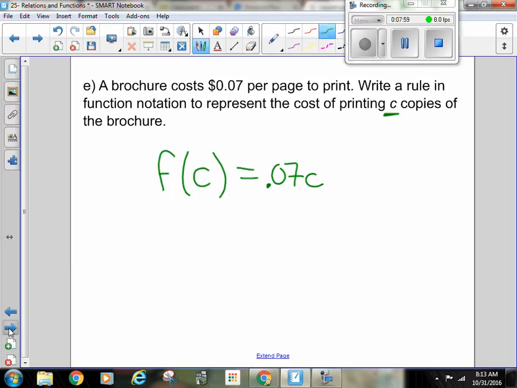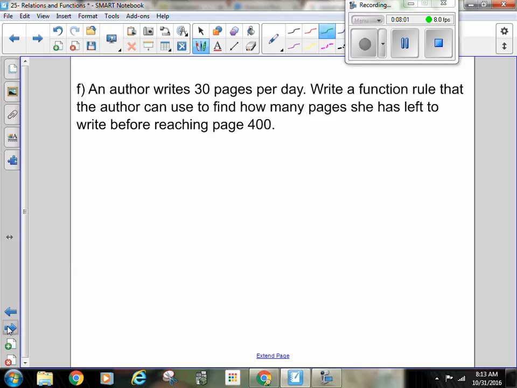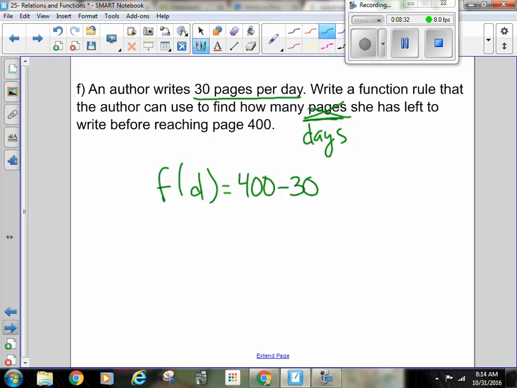Function notation. An author writes 30 pages per day. Write a function rule that the author can use to find how many pages she has left to write before reaching page 400. Okay, so that means we have our f of, and since we're talking about how many pages, let's pick P. No, I think that problem wants to know how many days, because she writes pages per day. Okay, so function of D, days. She wants 400 total, and she writes 30 a day, so we're going to minus 30 per day.